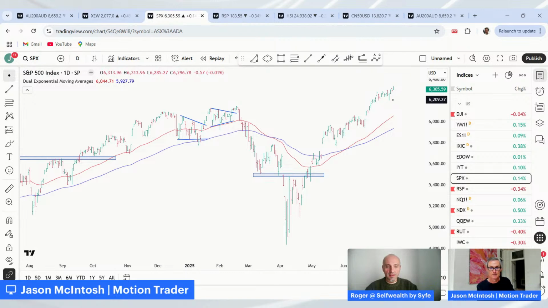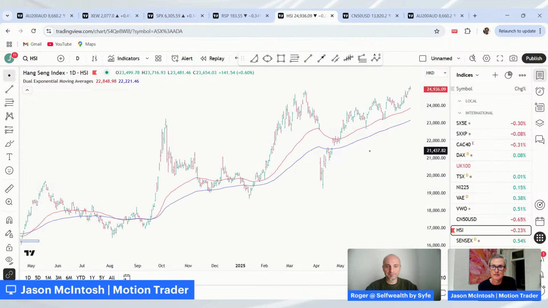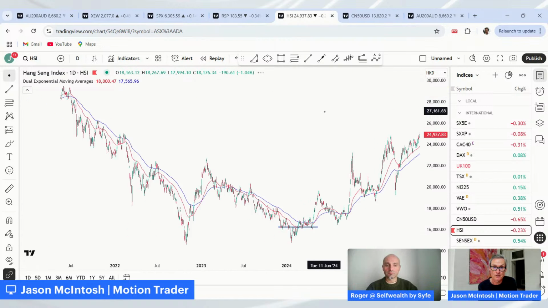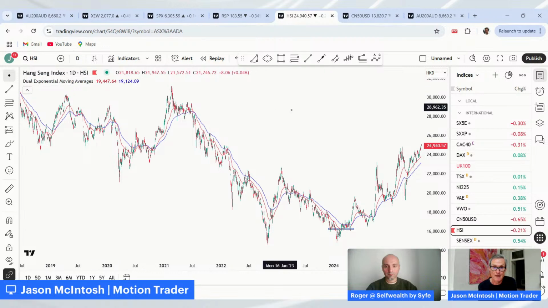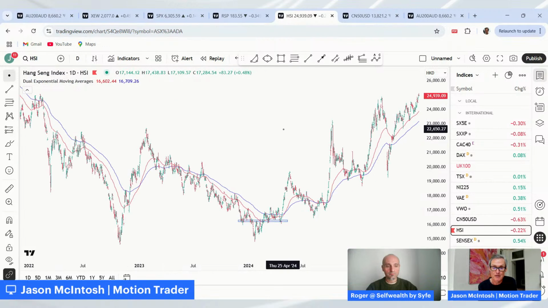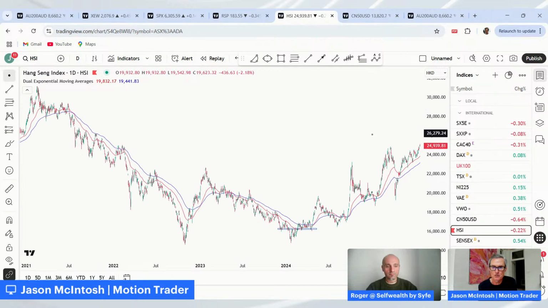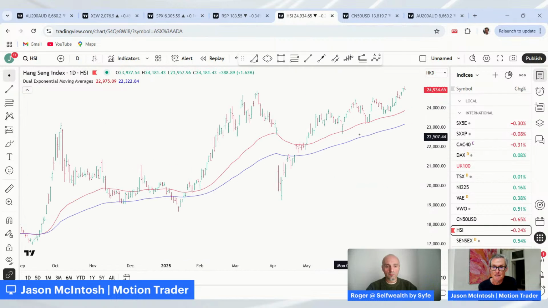Okay, fantastic. And let's have a look at the Hong Kong one as well, then, please. Yeah, so the Hang Seng is up to a new high for recent times. It's not an all time high, that's way back in earlier years, but nonetheless it's its highest level since around 2022. So almost a 3.5 year high for the Hang Seng.